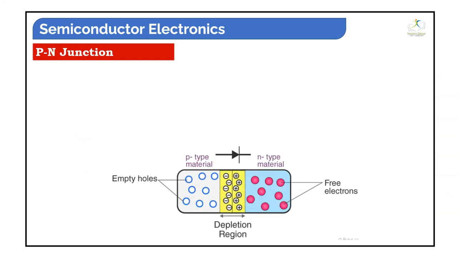PN junction. So students, as you can see over here, we have two types of semiconductor. First is the P-type semiconductor, which means the majority charge carriers are holes. And in the N-type, the majority charge carriers are electrons.